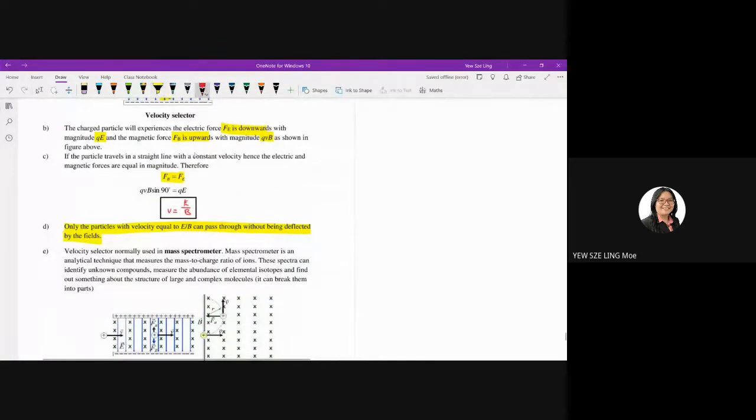I'm going to just write it right here. If you want to write it down, of course you can. If FB is not equal to FE, then V is not equal to E over B. So particles will be deflected to either plate.